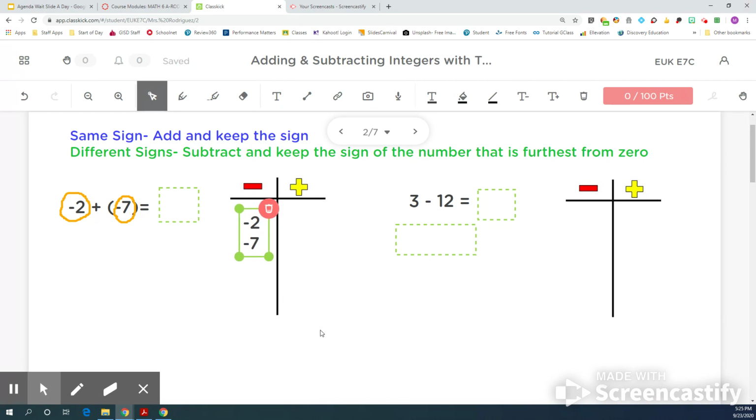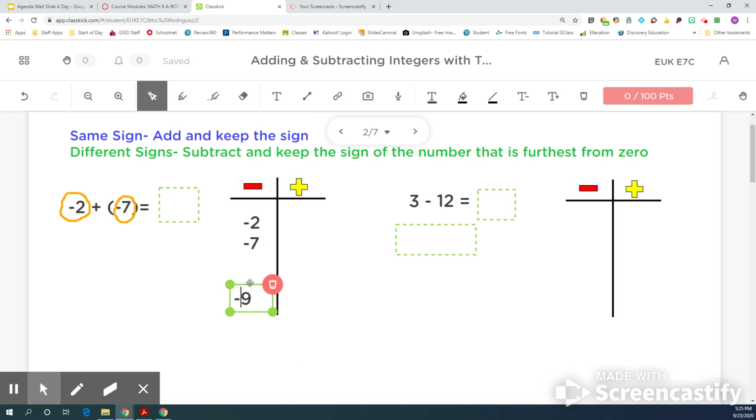Now, if they are on the same side of the T-chart, you're going to add and keep the sign. If they're on the same side, then they have the same sign. So -2 plus -7. So really just 2 plus 7. 2 plus 7 is 9. We're going to add them as if they were positive numbers. So 9. But you've got to keep the sign. So it's going to be -9.